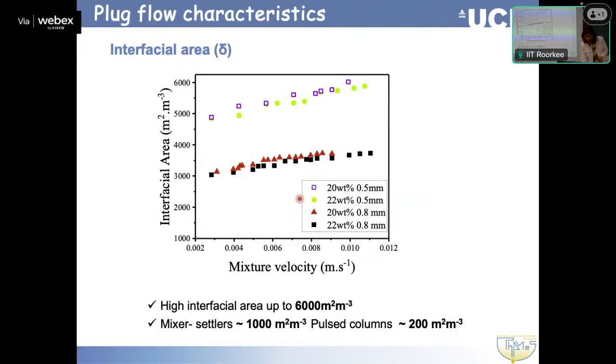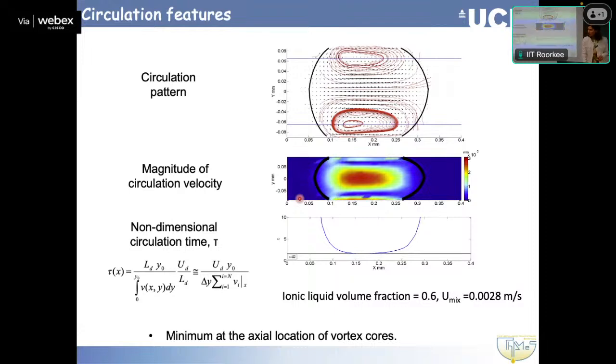I'll mention two more parameters. One is the circulation time we mentioned. These are some results we got from PIV. You get the velocity profiles. In this case, we took out the plug velocity, and you get these circulation patterns. If we know these circulation patterns, these streamlines, we can actually calculate the circulation time. How much time does a material take to move around?